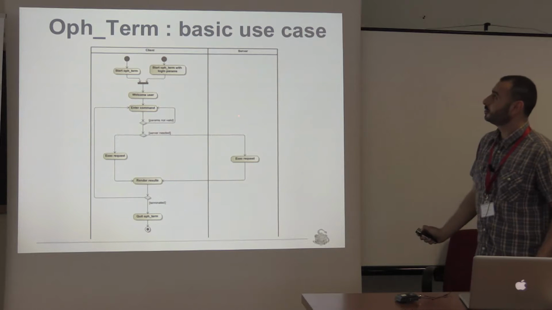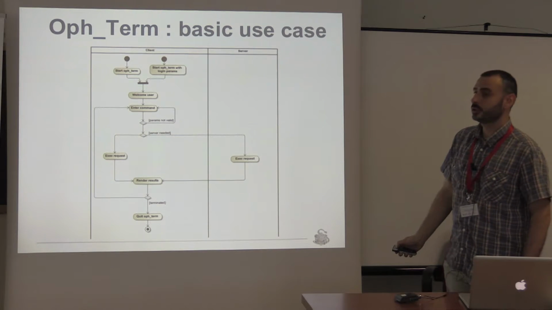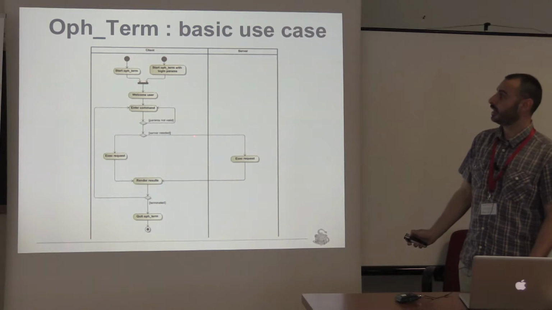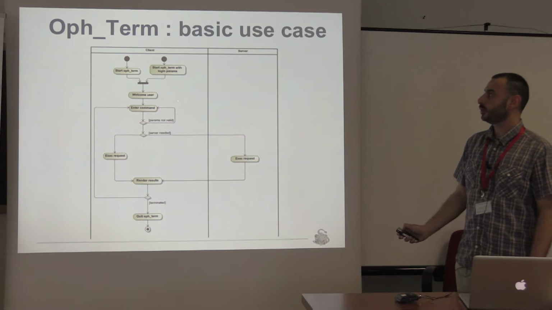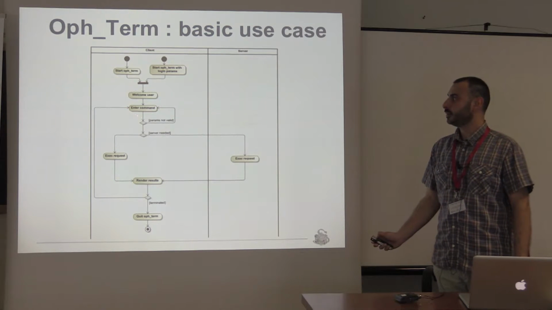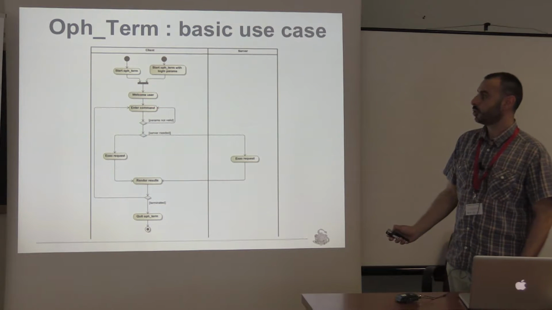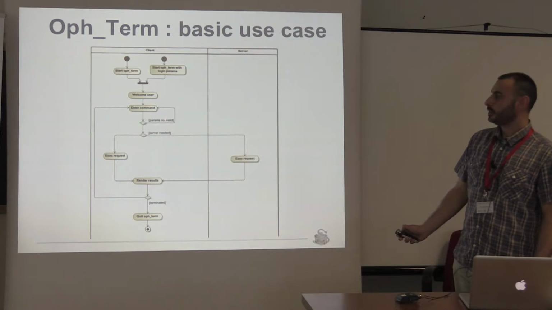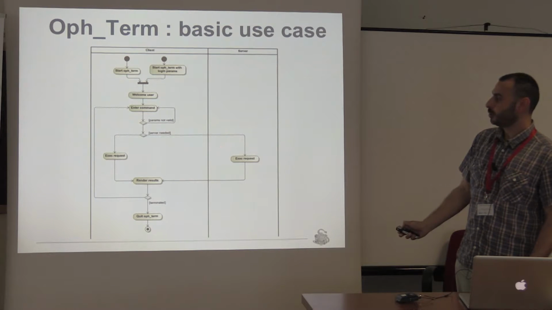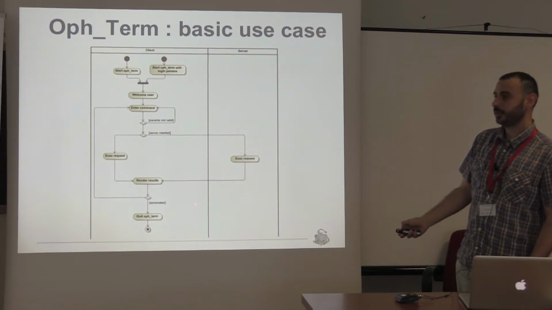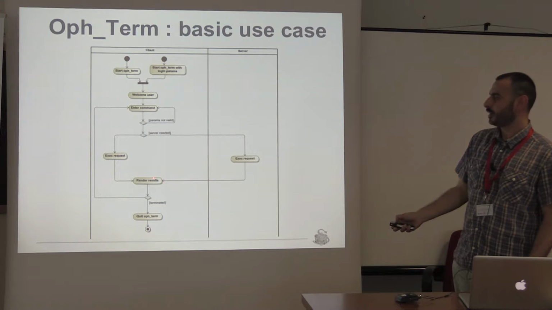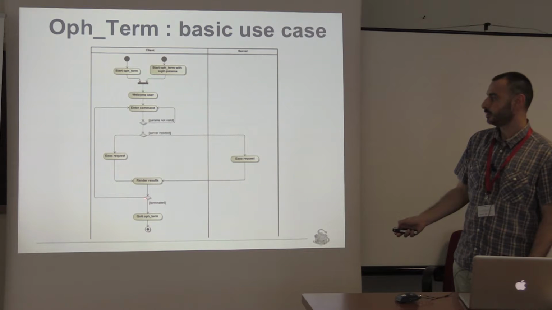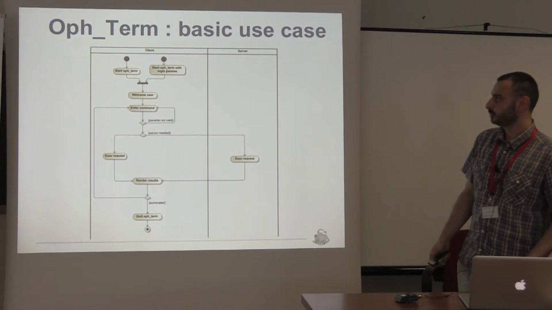This is a basic use case of the utilization of the Ophidia terminal. A client starts the terminal with or without login parameters. Then it can launch commands. Commands could be executed directly on the client or are sent to the server. When the outputs are ready, these outputs are sent back to the user.